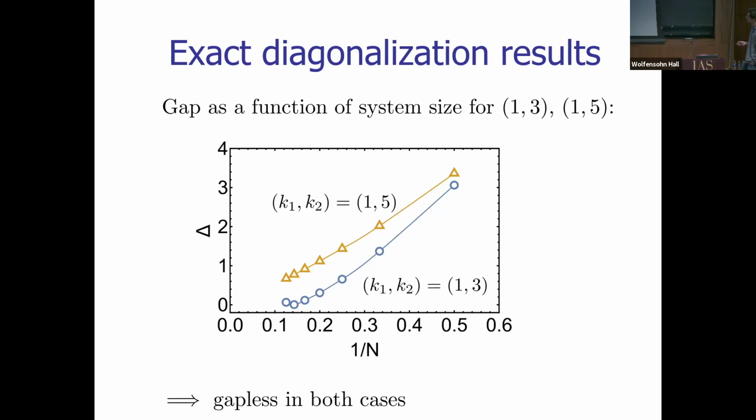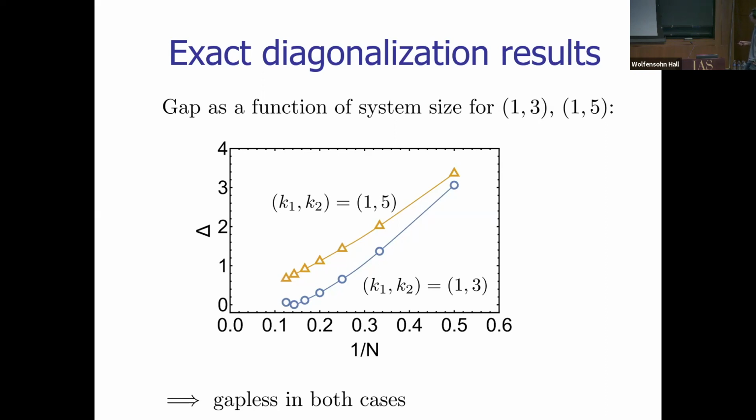I didn't prepare slides on this, but, well, I do have slides on this, but I don't have them right now. But this 1/n scaling is real. In fact, the 1-5 Hamiltonian looks like a conformal field theory. It's a chiral boson field theory, in fact, that emerges.